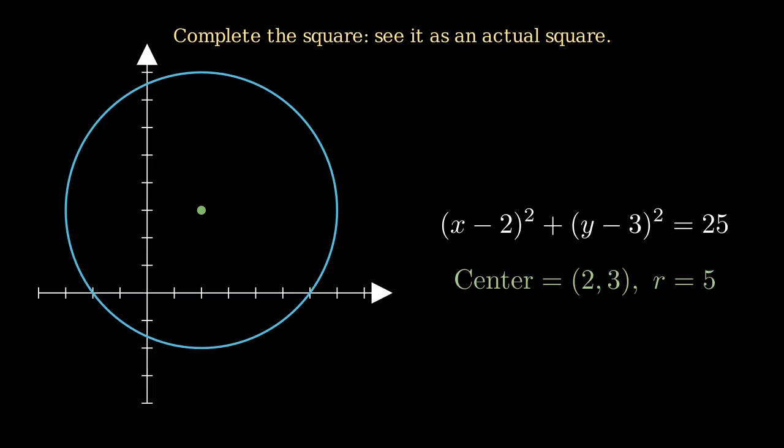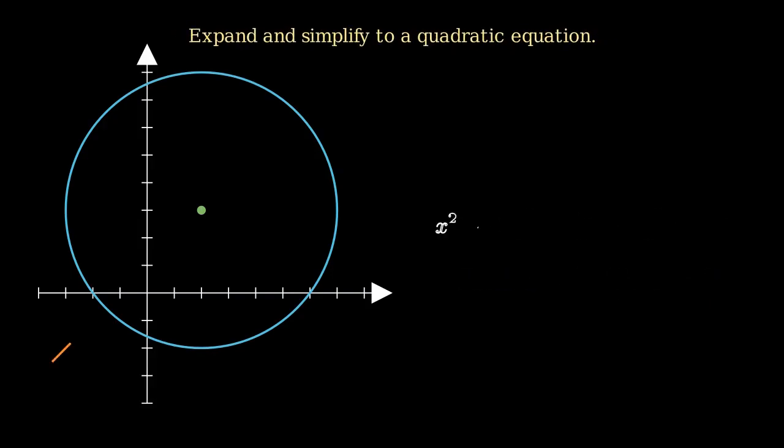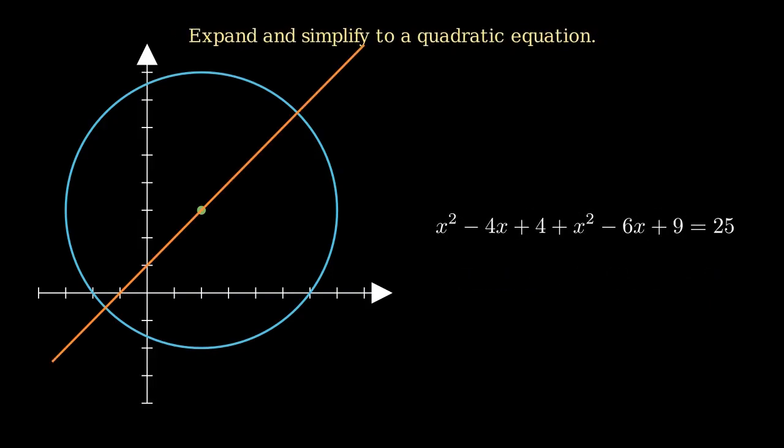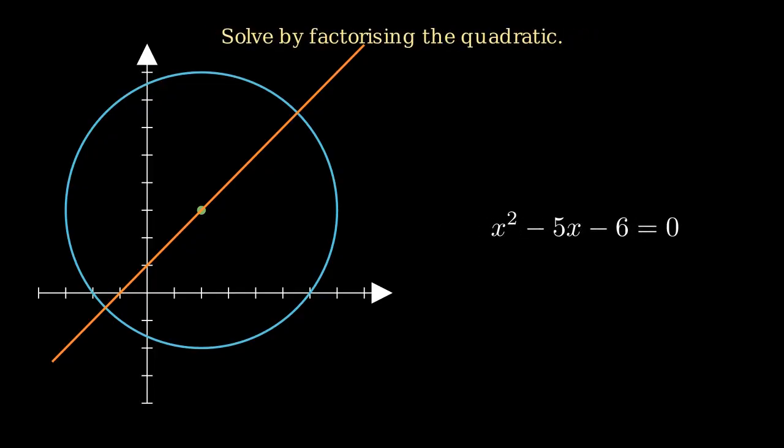Now intersections. Substitute the line y equals x directly into the circle's equation. That gives (x minus 2) squared plus (x minus 3) squared equals 25. Expanding and simplifying leads to the quadratic x squared minus 5x minus 6 equals 0.